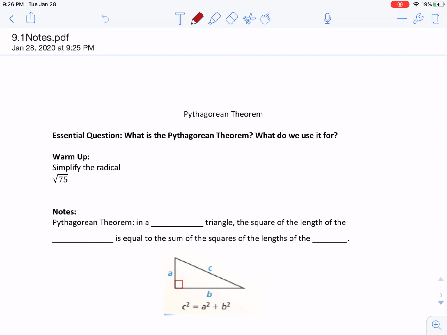Okay? So first, there's a little warm-up here, and it's on simplifying the radical, and this is what we did yesterday. So if you weren't here yesterday, here's a little tutorial on what we did.